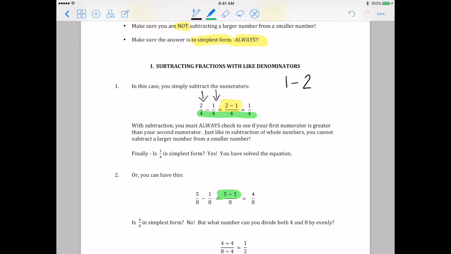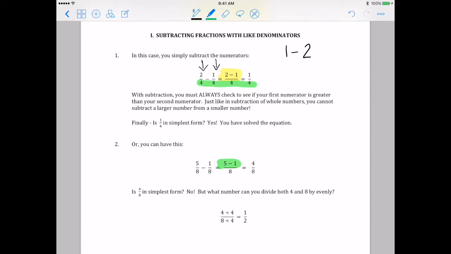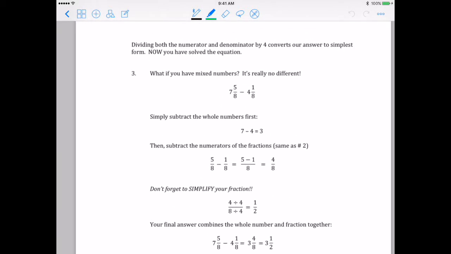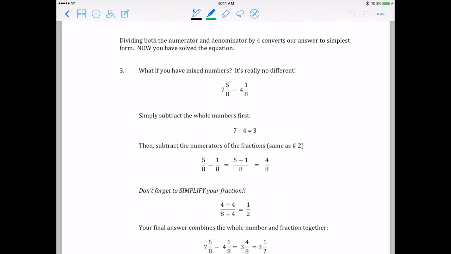Is 4/8 in simplest form? No. But what number can you divide both 4 and 8 by evenly? Well, let's look down here. 4 can be divided by 4, and that equals 1. 8 can also be divided by 4, and that equals 2. So dividing both the numerator and denominator by 4 converts our answer to simplest form. Now you have solved the equation.